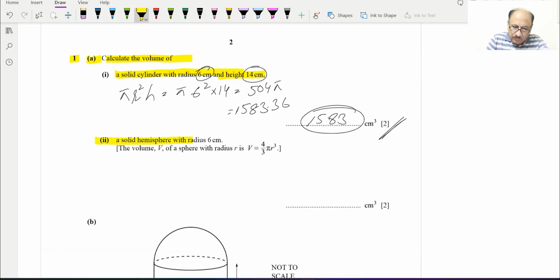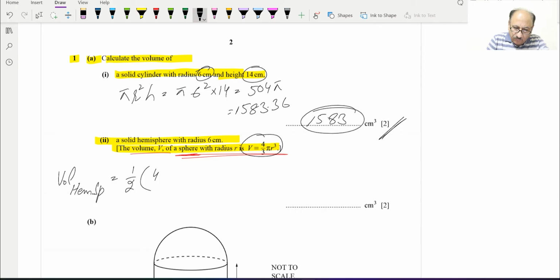Then the second part: a solid hemisphere with radius 6 centimeters, and we need to find its volume. The volume formula provided is for a complete sphere, not a hemisphere, so we'll be taking half of that. So the volume of the hemisphere will be equal to 1 by 2 of the volume provided.